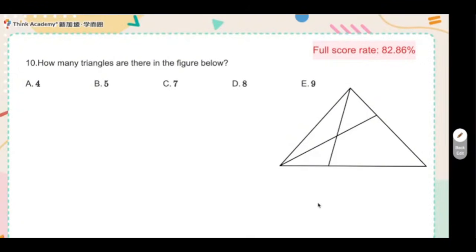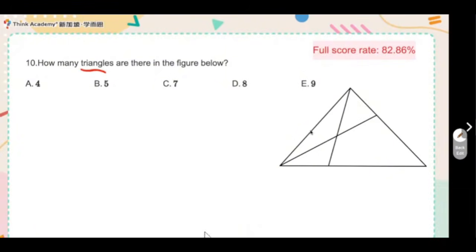Then, everyone, this time, turn to the page of question 10. Question 10. This question we already practiced a lot, right? Which means counting 2D shapes is really, really important. Okay? Counting 2D shapes is really important. Make sure you're very familiar. Okay, let's see how many triangles there are in the figure below.